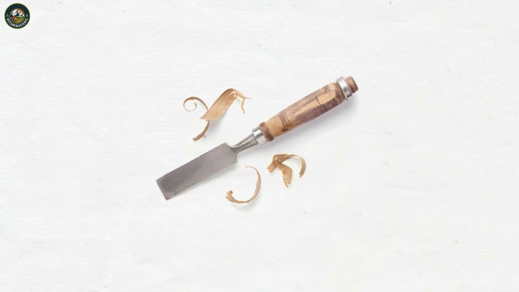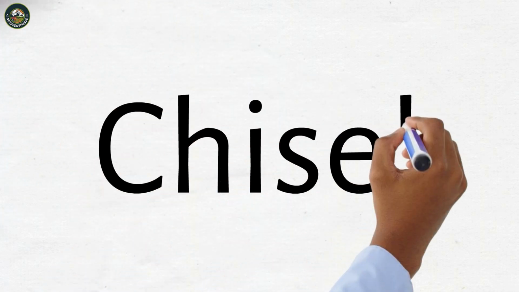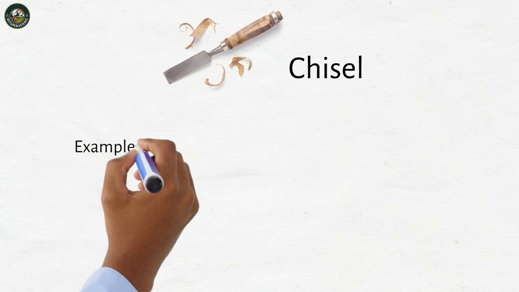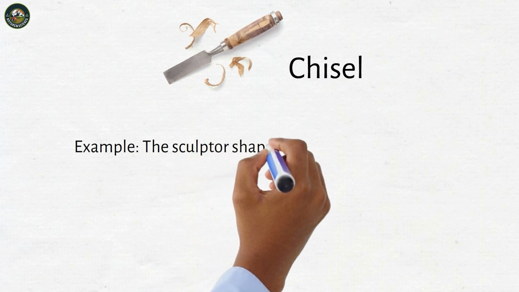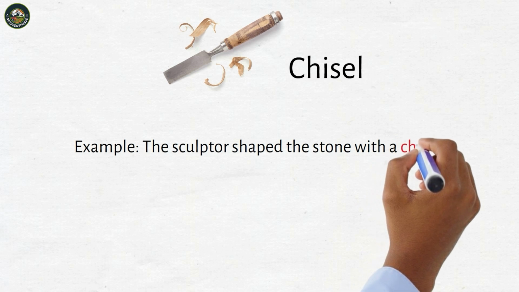Repeat after me. Chisel. Example: The sculptor shaped the stone with a chisel.